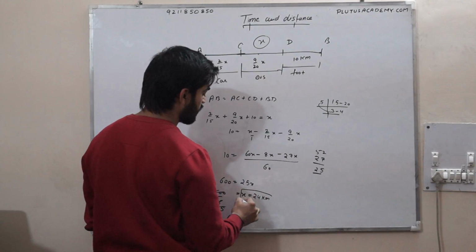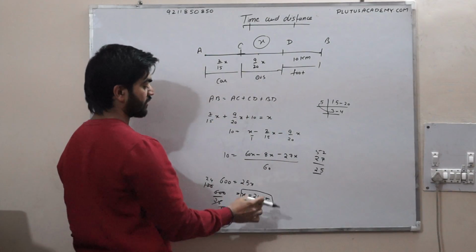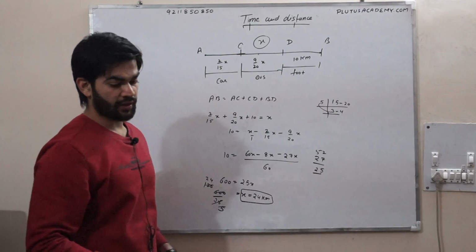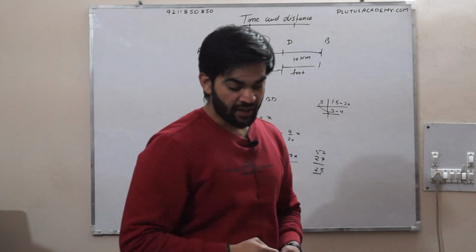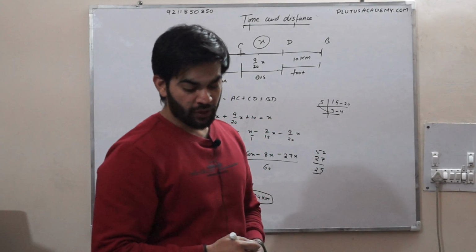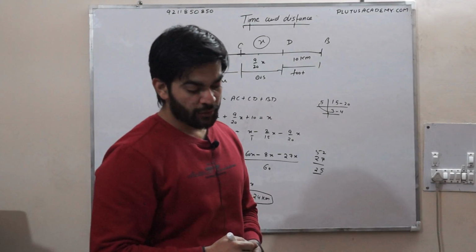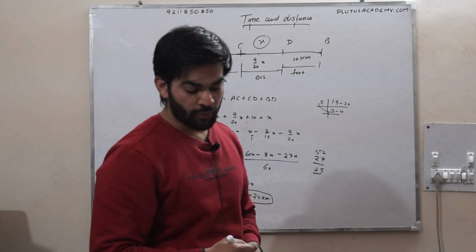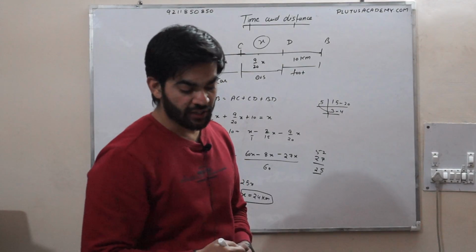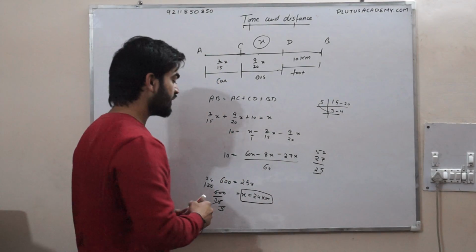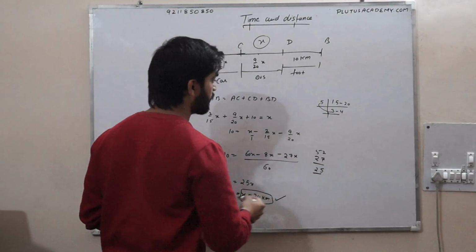So what is the total distance here? 24 kilometer. I can read question again. A man performed 2 by 15 of the total journey by car, 9 by 20 by bus, and remaining 10 kilometer on foot. His total journey in kilometer. So total journey in kilometer is 24 kilometer.